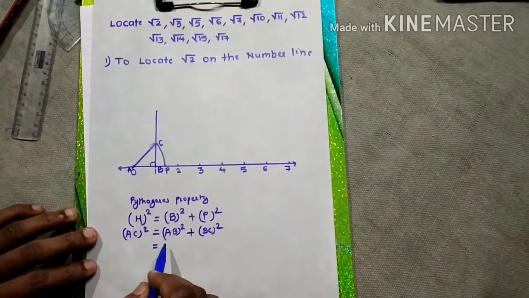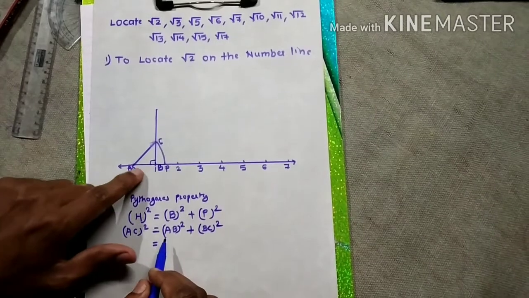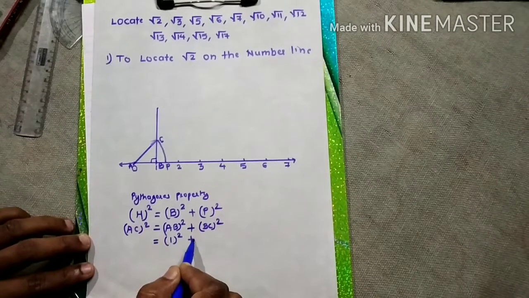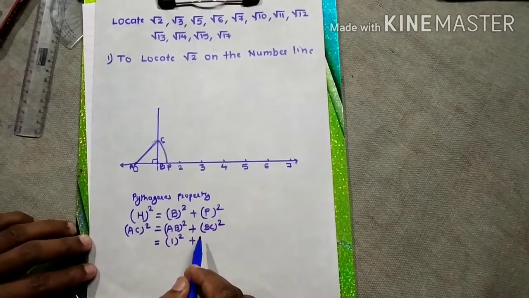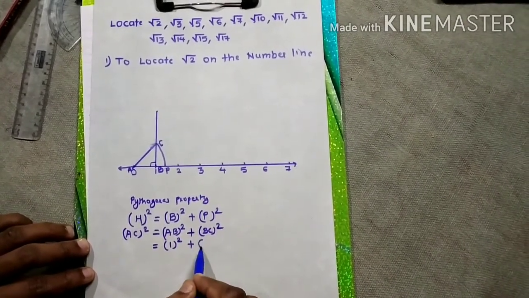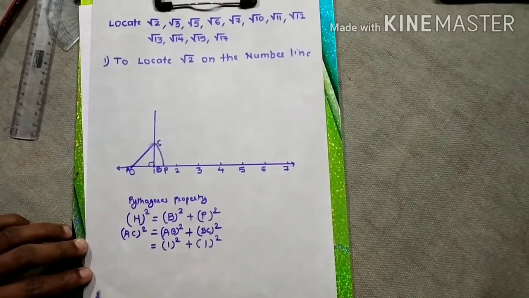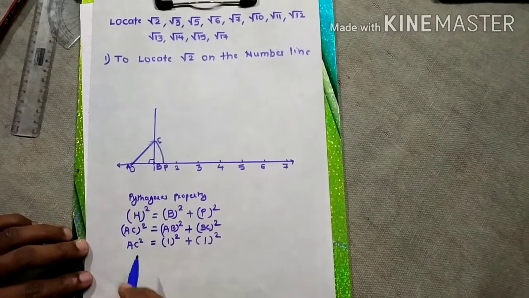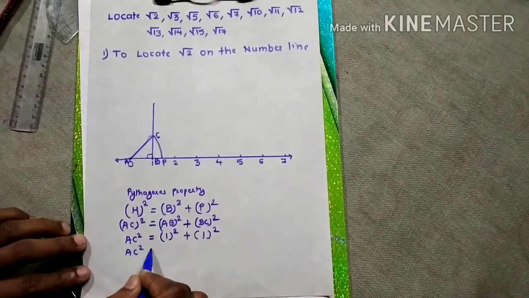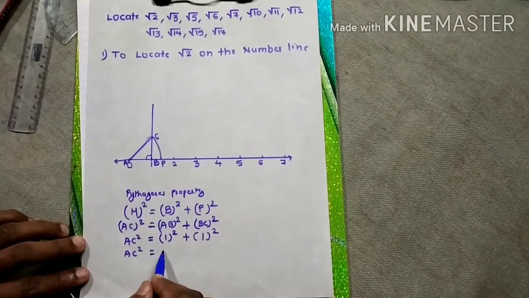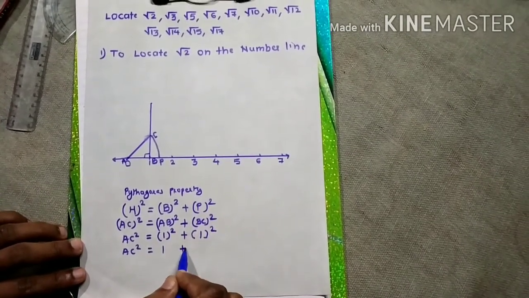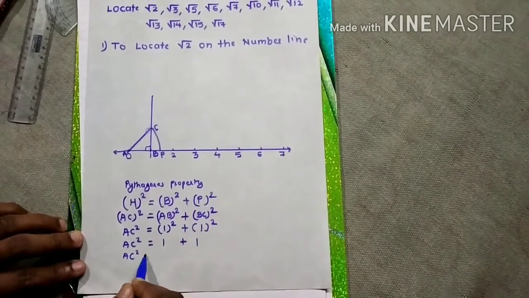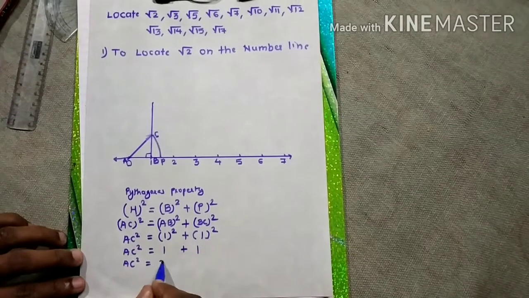What is the distance we have taken AB? This is 1 unit. So let us write 1 square plus, what is the distance of BC? Again we have taken 1 unit, 1 square. AC square is equal to 1 square plus 1 square. So AC square is equal to, what is the square of 1? 1 plus square of 1 is 1. So AC square is equal to 1 plus 1 is 2.